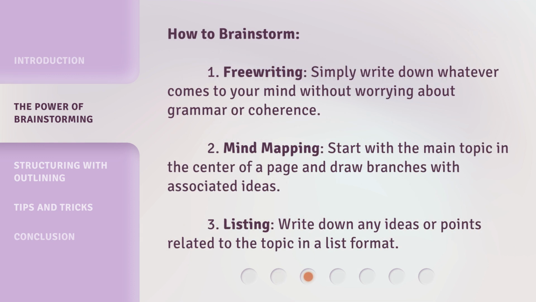How to brainstorm. 1. Free writing. Simply write down whatever comes to your mind without worrying about grammar or coherence. 2. Mind mapping. Start with the main topic in the center of a page and draw branches with associated ideas. 3. Listing. Write down any ideas or points related to the topic in a list format.